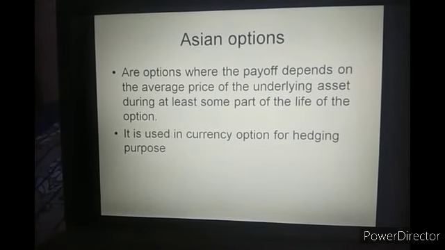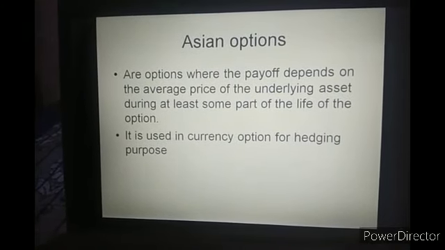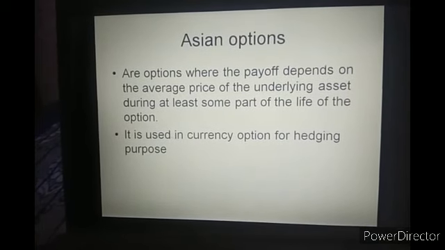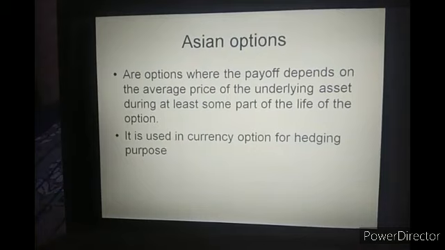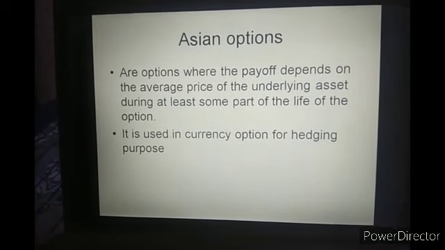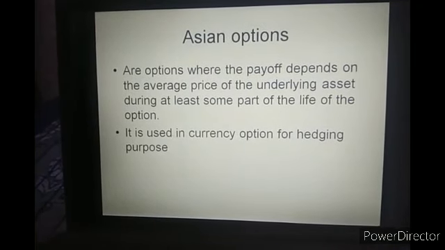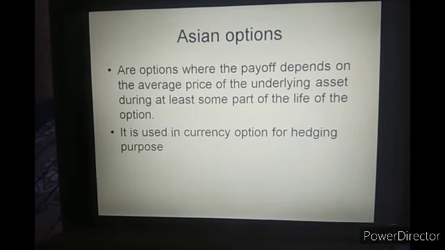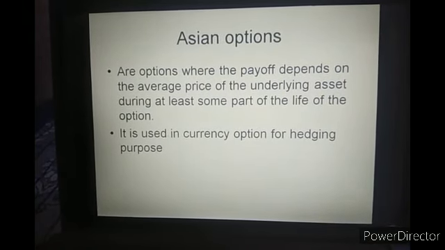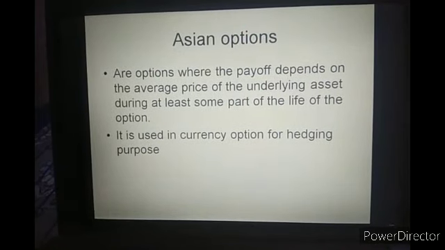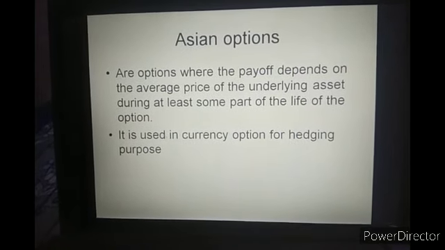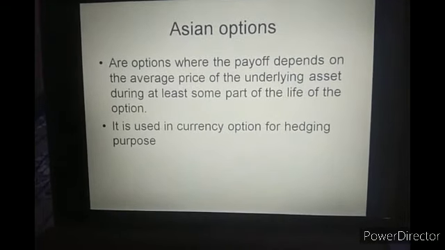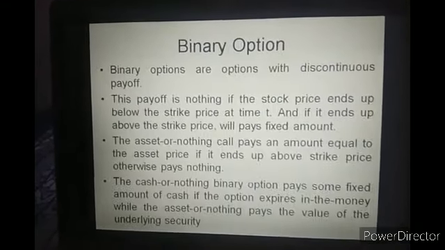Now come to the Asian option. So an Asian option is a kind of average price option. Generally it is used in currency. So here the Asian option is where the payoff depends on the average price. We know that currency rates fluctuate daily, so here for example, it considers the rate of 1 month or 15 days, and at that rate you have to buy or sell the currency. That we call an Asian option.